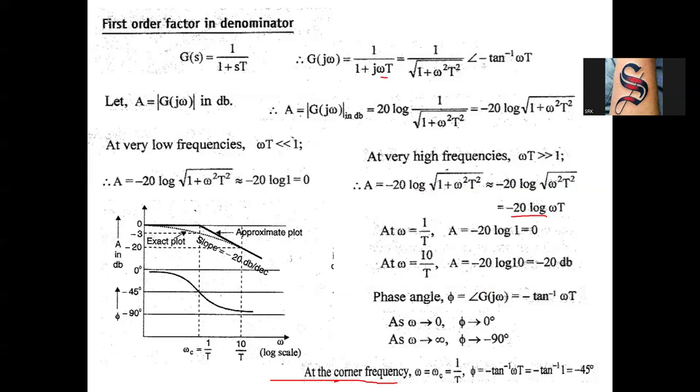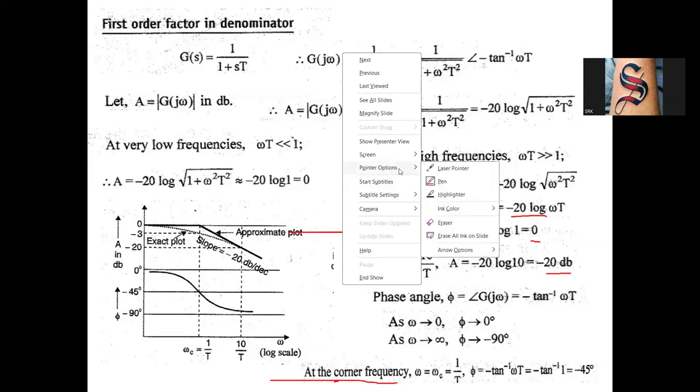Now we substitute different frequencies. First, at omega equal to 1 by T, T and T get cancelled. What is the remaining term? Minus 20 log 1. What is the value of 20 log 1? It is 0 decibels. Now if we take omega equal to 10 by T, T and T get cancelled. What is the remaining term? 10. 20 log 10 is 20, so we get minus 20 decibels.